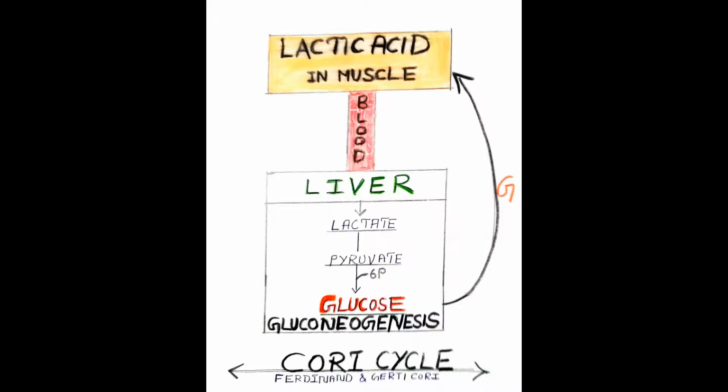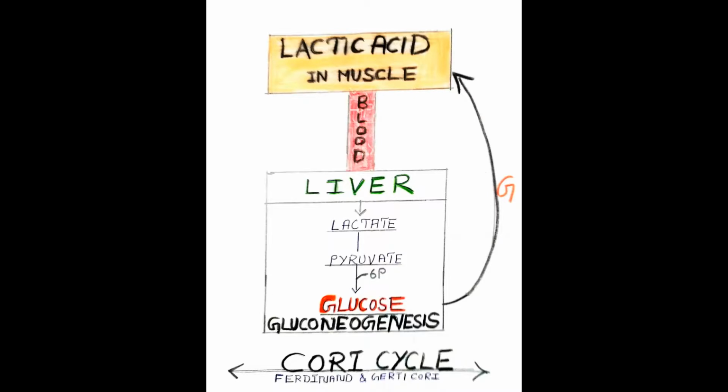Now we'll understand the actual concept behind Cori cycle. Lactic acid accumulated in muscle can cause discomfort and lead to painful sore muscles. So what we are doing is transporting lactic acid accumulated in muscle to the liver through blood.